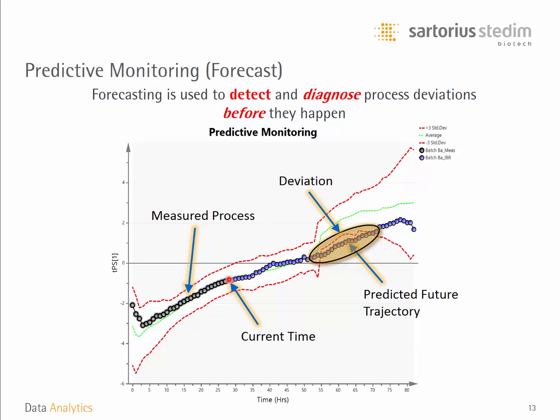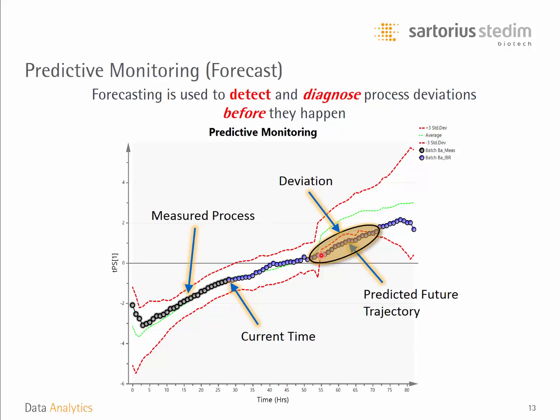We can use what we call predictive monitoring or forecasting to detect and diagnose process deviations before they happen. So here we see the predicted future trajectory, and we can see that there is a little deviation in this predicted future trajectory below the lower limit. We will be violating the limit some 55 hours into the process if we continue to run in this way.